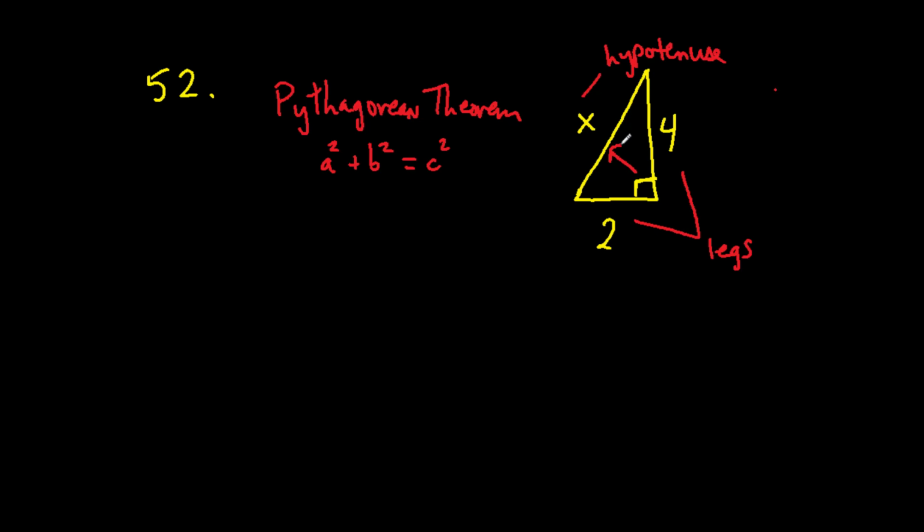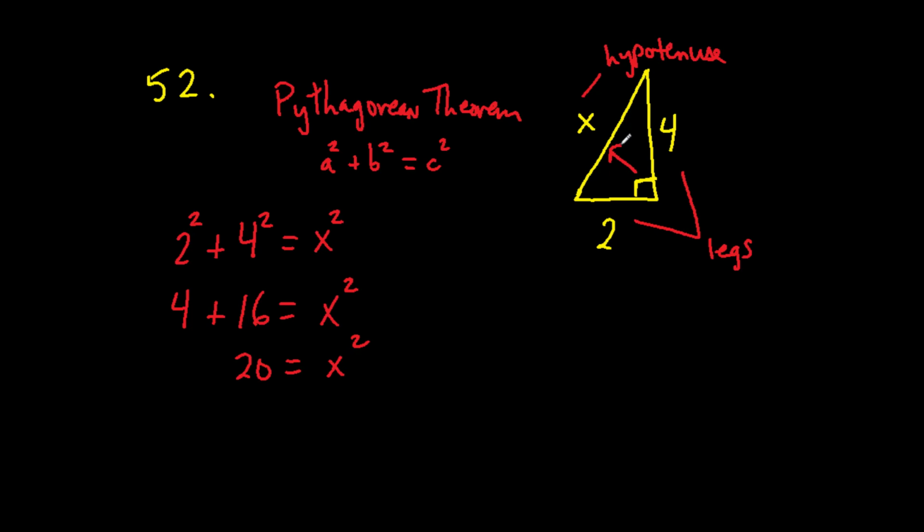from the 90-degree angle. So we can plug in 2 and 4 for a and b, 2 squared plus 4 squared, and x is our c, and we're trying to solve for x. So before we can add these together, we need to square both of them. 2 squared is 4, 4 squared is 16. Then we add them together.